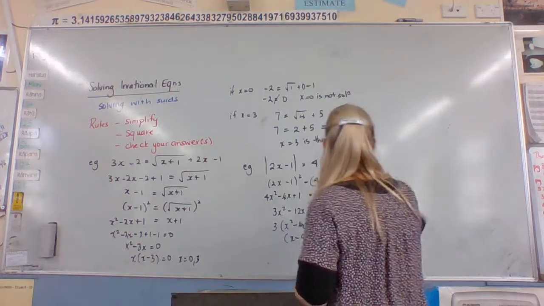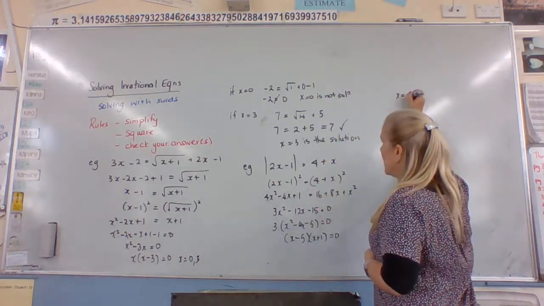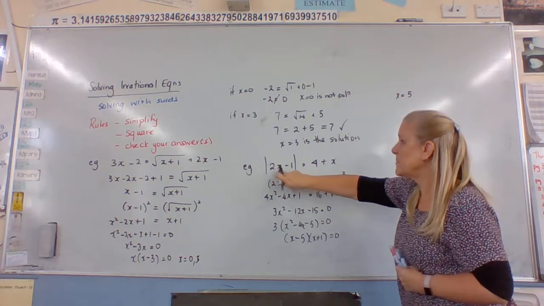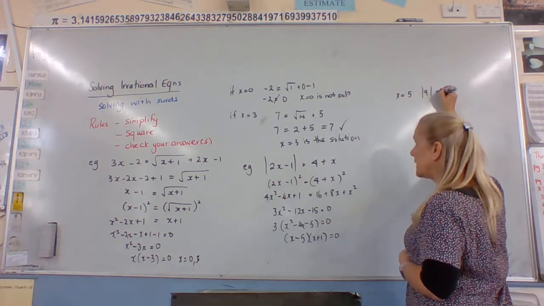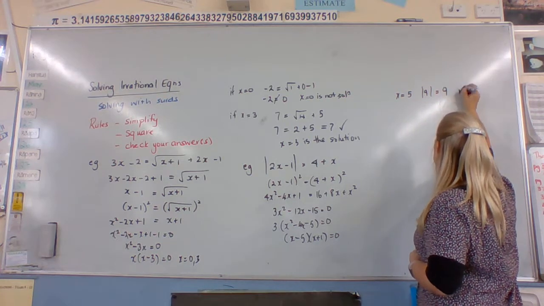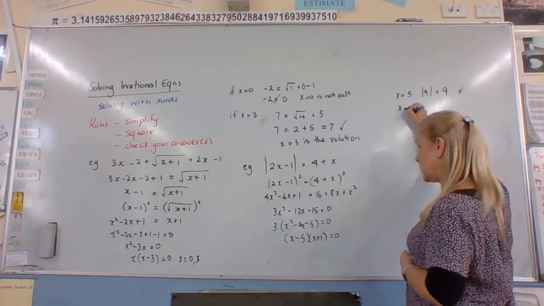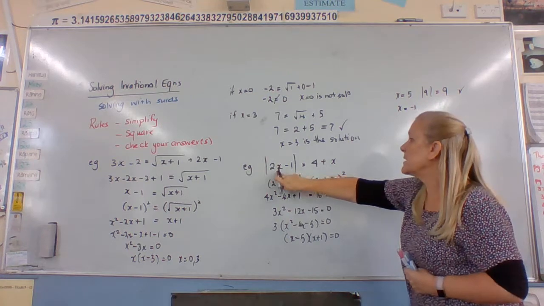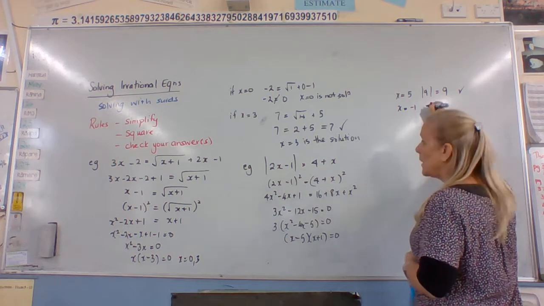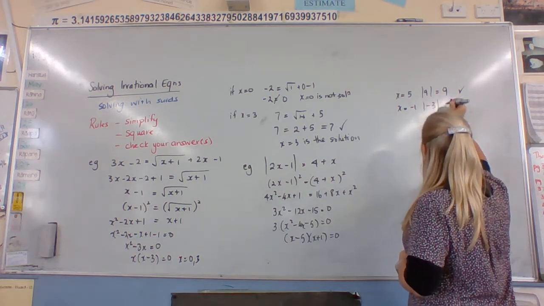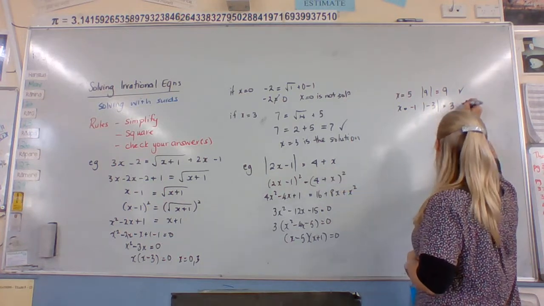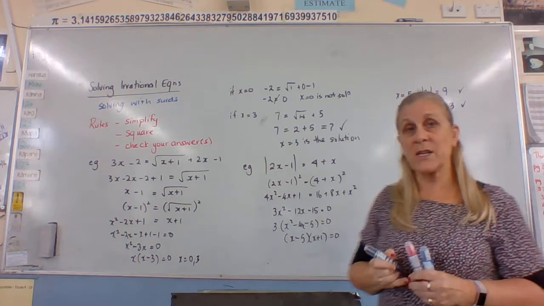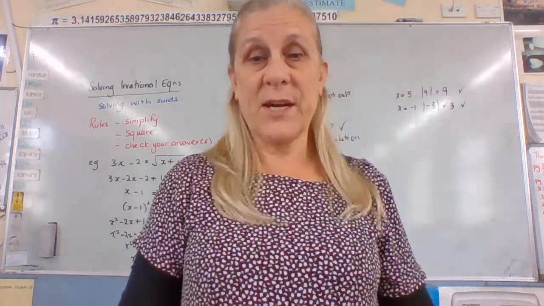If we put 5 in, x equals 5, we get 5 times 2 minus 1 is 9. So the absolute value of 9 equals 4 plus 5 is 9, which it does. And if we put negative 1 in, we get negative 2 minus 1. So we get the absolute value of negative 3, which is actually 3. 4 plus negative 1 is 3. So they're both solutions in this particular case. So we'd write them both down. All right?